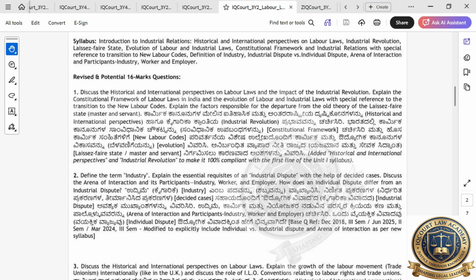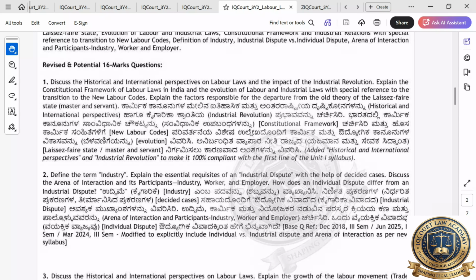See, the way we have framed the question, it is fully as per the new syllabus. You can see this: how the transition happened to the new labor code, and explain the factors responsible for departure from the whole theory of laissez-faire state, master and servant.